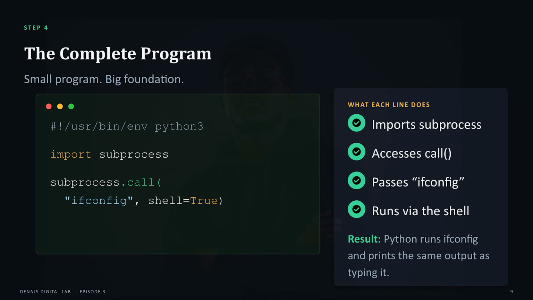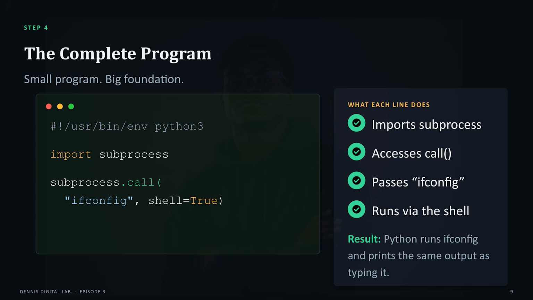Okay, as we can see, we only have a few lines of code. That is the shebang, and then we import subprocess, and then we call subprocess.call ifconfig with shell equals true. But even though it is small, we have already built something useful. The first line tells the system we are using Python 3. The second line imports our subprocess module, and the third line actually executes the Linux command. So Python runs ifconfig for us and gives us the output, and that's exactly what we wanted.